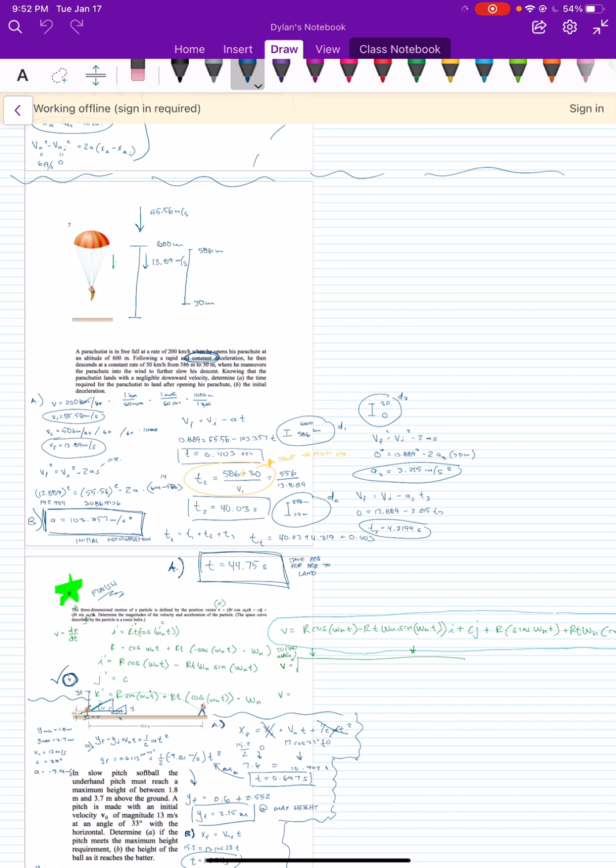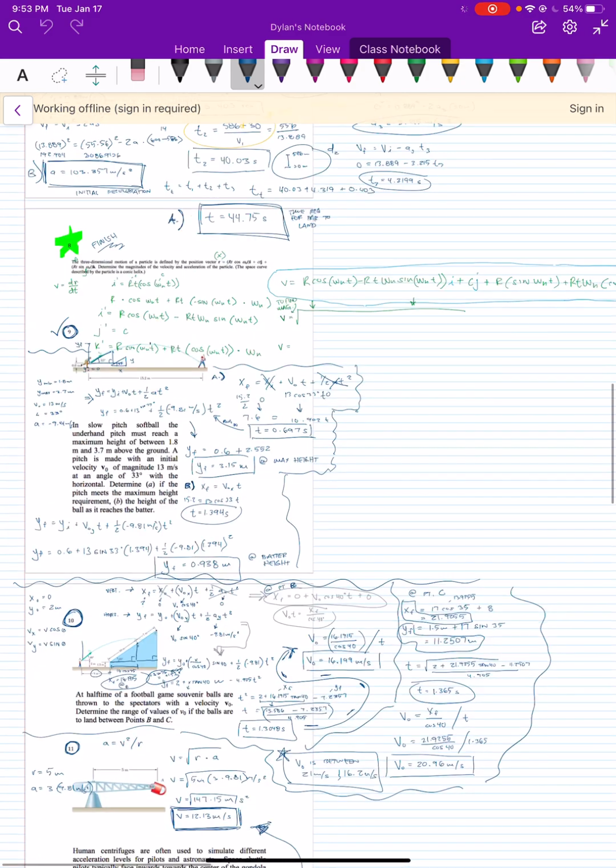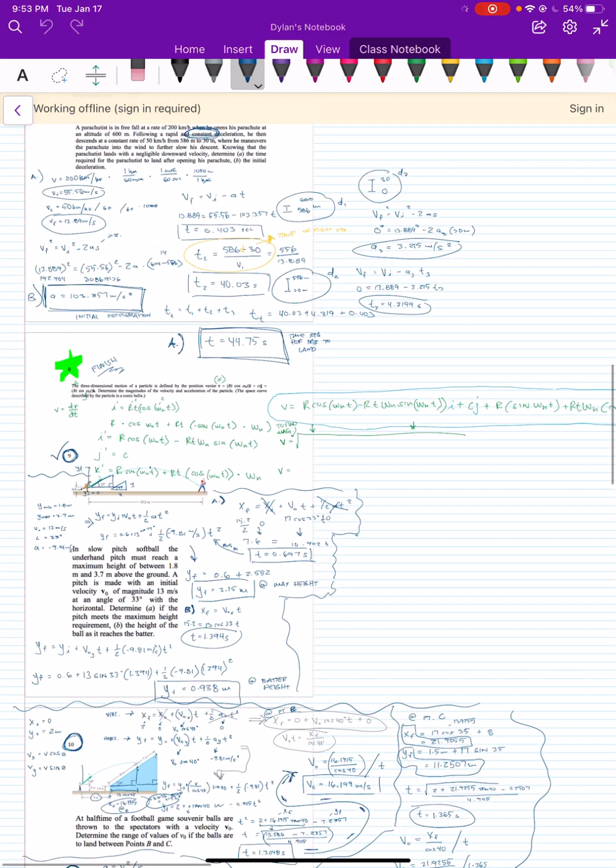It was 55.6 at the beginning, and then in the middle it was 13.89, and then at the very end it was different. So I had to calculate the time first, and then I was able to use that to find what the total time was during that portion of the free fall or the parachute holding him up. Number 8, I need to come back and finish this one.